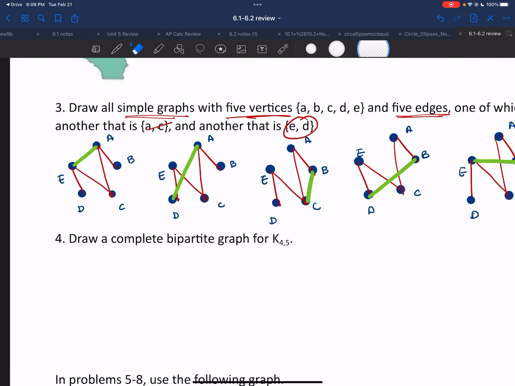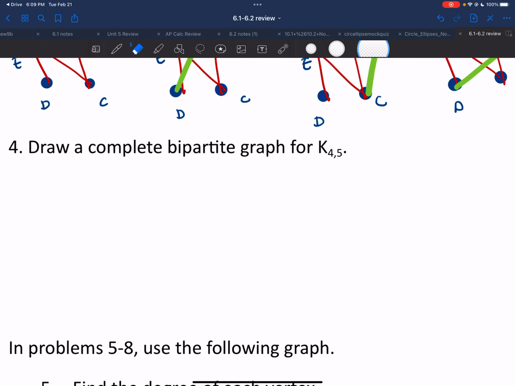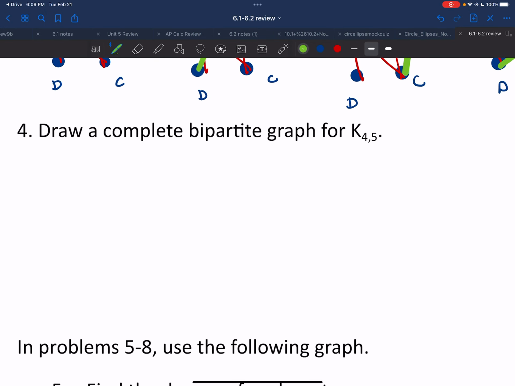All right, draw a complete bipartite graph for K45. Remember, I'm going to put that, the 4 on the one side. 1, 2, 3, 4.